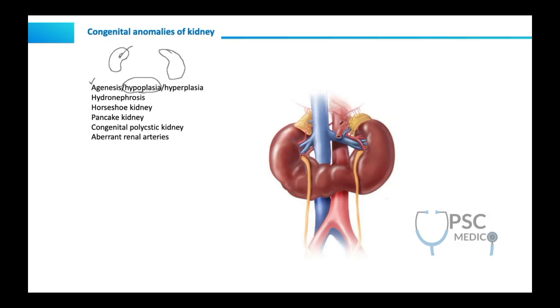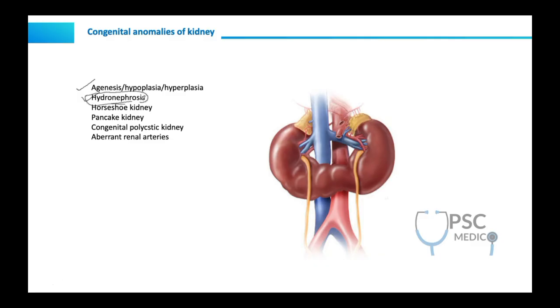The same thing happens with kidney failure. If one kidney is affected, a unilateral kidney, the other kidney undergoes hyperplasia to take over the functions. So this is the first congenital anomaly. Next is hydronephrosis. Any blockage leads to distension of the pelvis with urine because of the obstruction in the urinary passages, and we call it hydronephrosis.